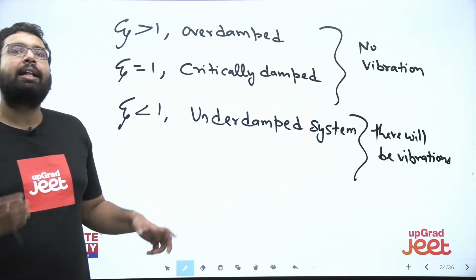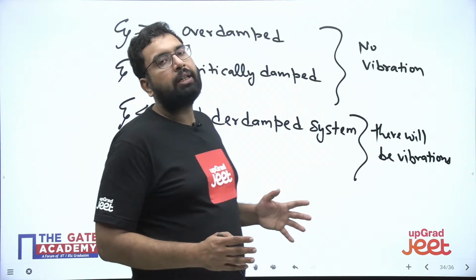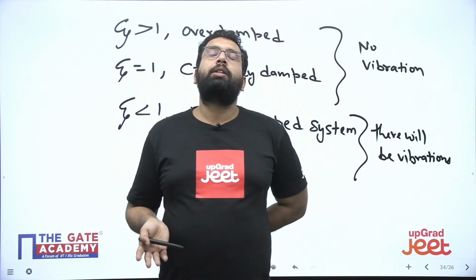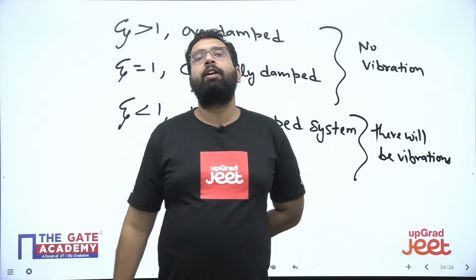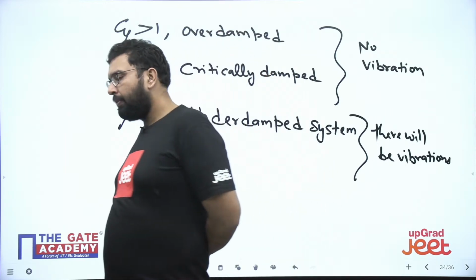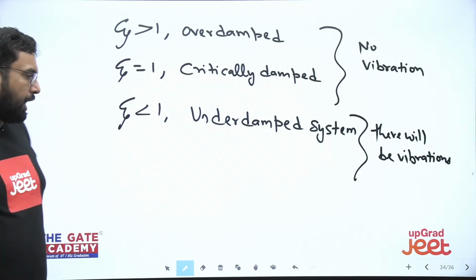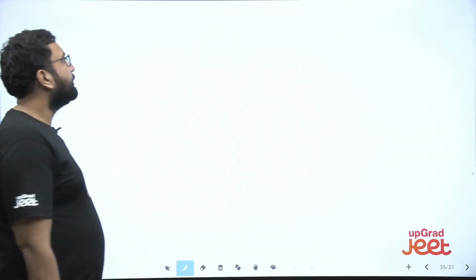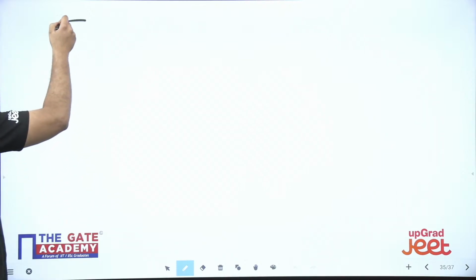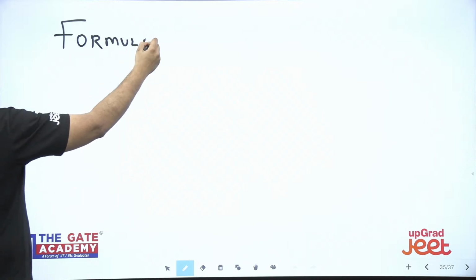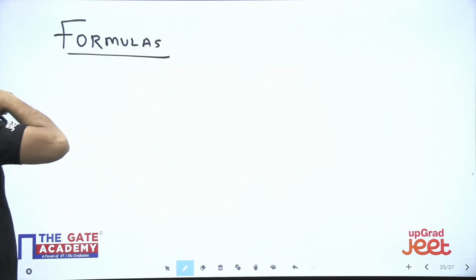And the lesser value of zeta means that there is less friction in your system. More value of zeta means that you are having more friction in your system. Is it fine, I think, to everyone? Okay, now we have to see some formulas here.